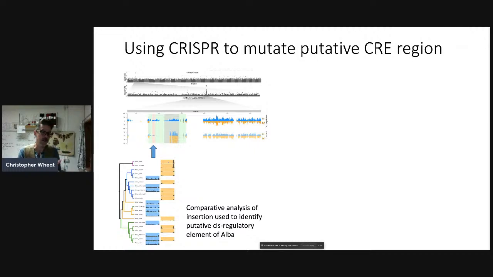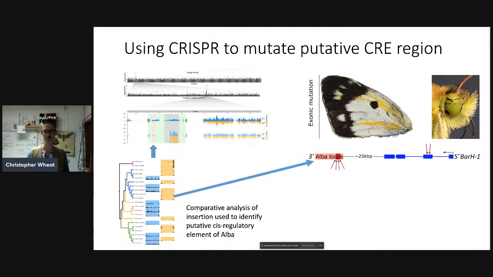And so this is a comparative analysis of an insertion, and we're using that to identify a putative cis regulatory element that's actually controlling Alba, right? I mean, not only can we say that this is unique Alba content, but if it is, then shouldn't that be the region that's actually turning on the BarH1 gene to make Alba Alba? Well, we decided to test that with CRISPR.